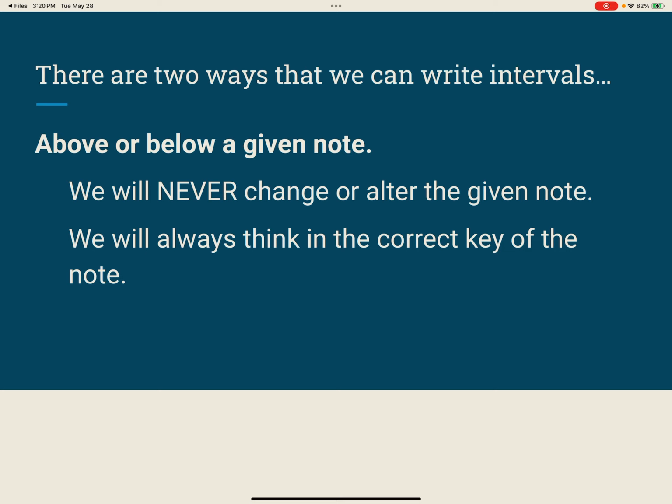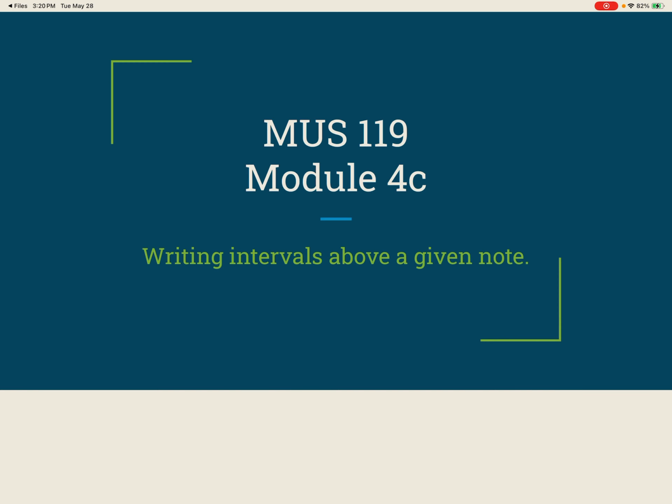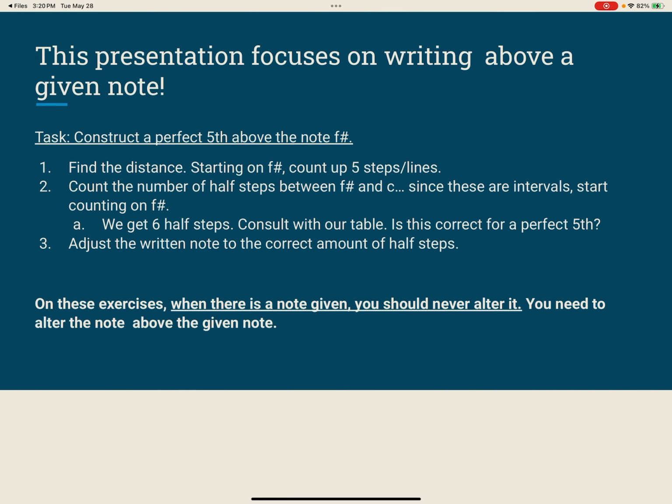There are two ways that we can write intervals, above or below a given note. Whenever there is a note that is given, we will never change or alter it. We will always think in the correct key of the note. So, the task at hand is to focus on writing above a given note.